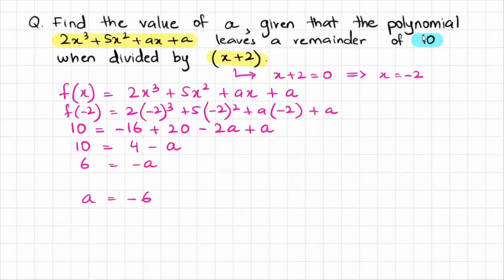So this is the answer over here. a equals negative 6. I hope it was clear to you.